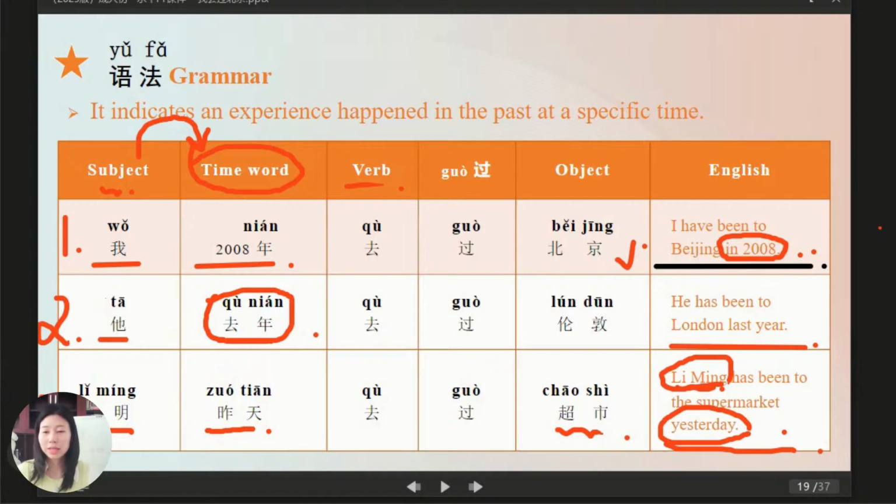About this grammar, any questions? I think that would be easy. You just need to do more practice and try to memorize the grammar and the structure. I think today's class is over. It's about 30 minutes. It's super fast, right?